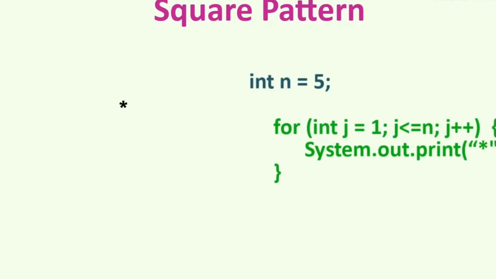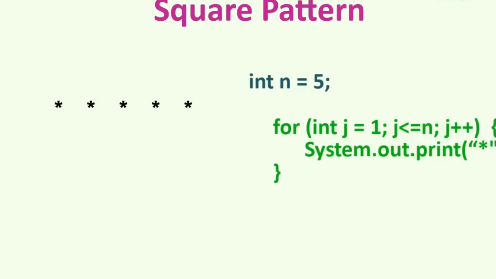Let's start with a simple square as an example first. Now if you are asked to print one star, you will write a print statement which will print a star for you. Now if you are asked to print n stars, what will you do? We will use a loop here. The loop will start from j equal to 1 to j less than or equal to n. This loop will run 5 times and print the star 5 times.